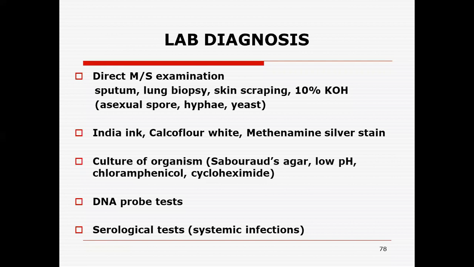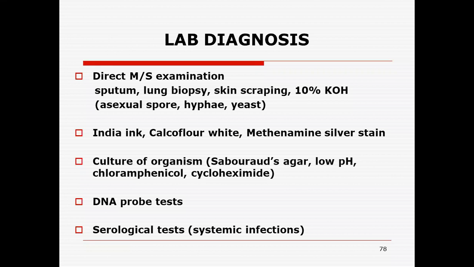We can go for the sputum test, lung biopsy, and skin scraping, and we already discussed the skin scraping when you use 10% potassium hydroxide. This will dissolve all of the other tissues, but the spores will remain there, the hyphae will remain there, and the yeast cell will not be affected. So we can see either the spores, the hyphae, or the yeast. Of course, we have other staining procedures like India ink, calcofluor white, and methenamine silver stains. They are also used for the staining procedure.